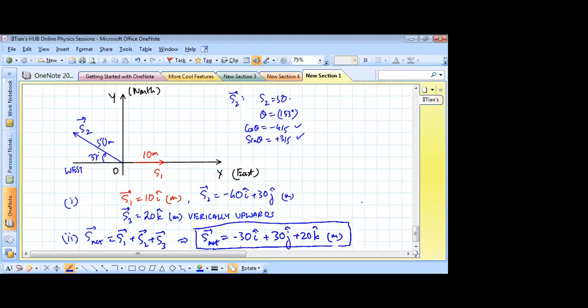Yeah, Durgesh, to answer your question, see, the z-axis is pointing vertically upwards. So the negative z-axis will be pointing downwards. Okay.